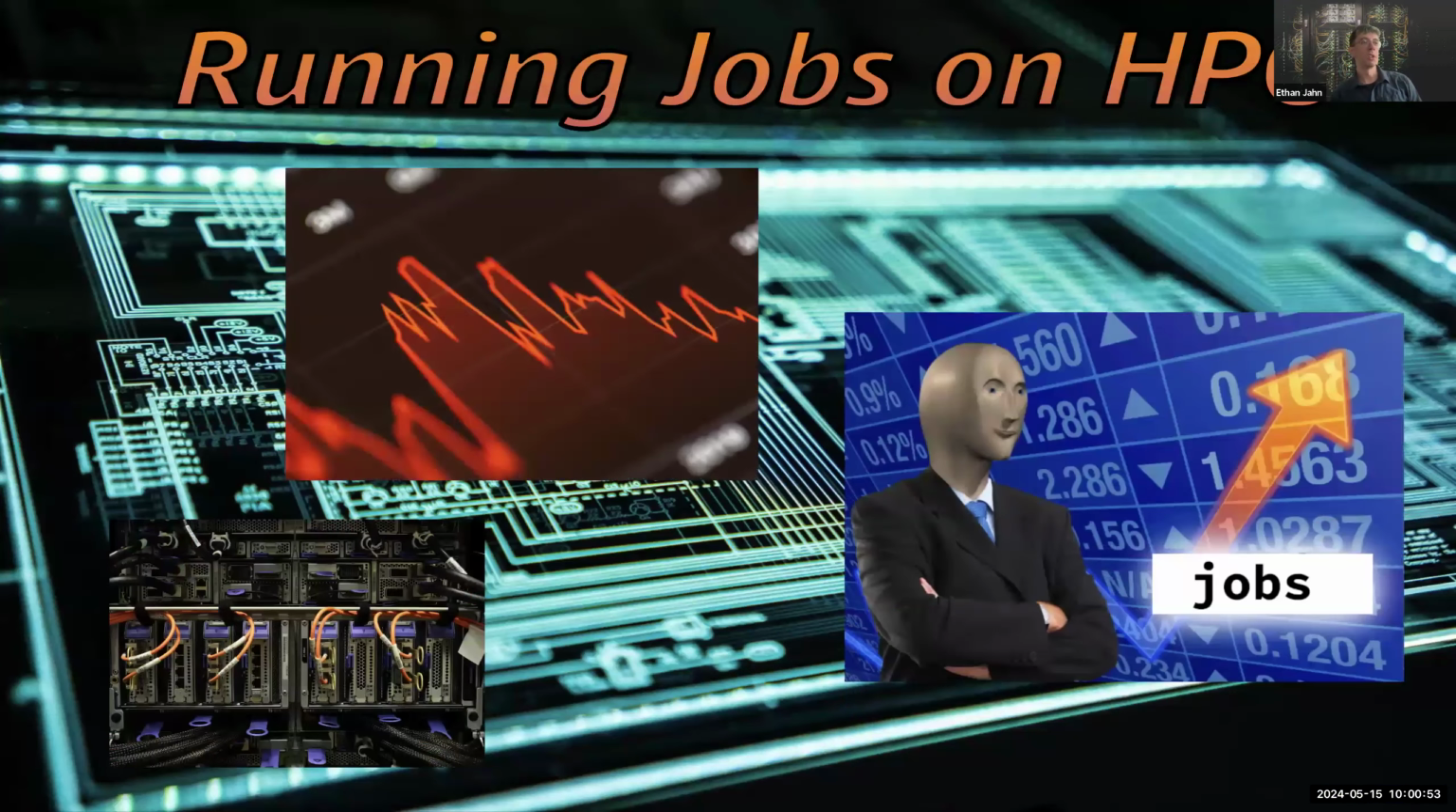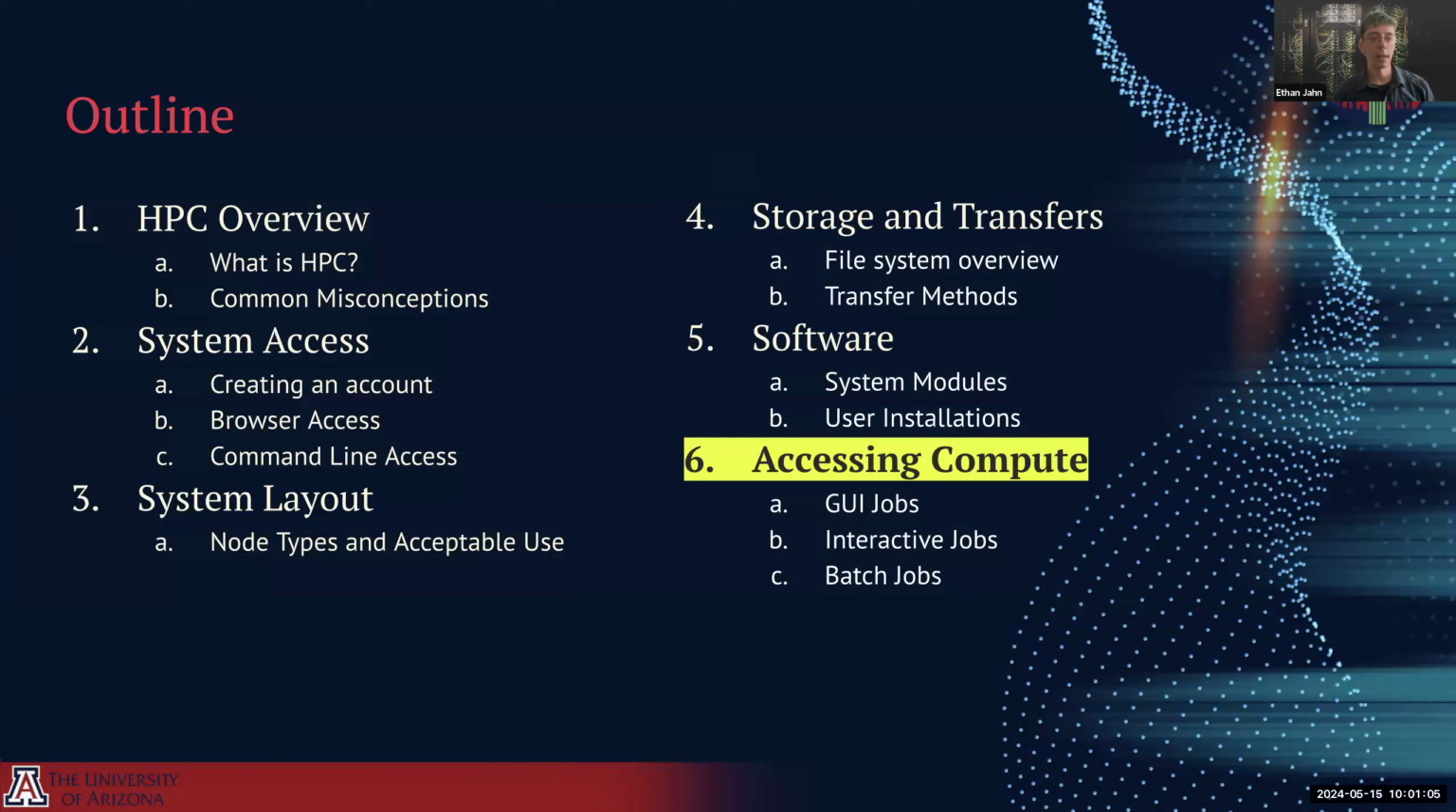Okay. And finally, last section here, running jobs on HPC. So this is really the meat and potatoes of what you'll be doing on the HPC. All of the other stuff was really in service of running jobs on the HPC. So accessing compute. How do we access those compute nodes?